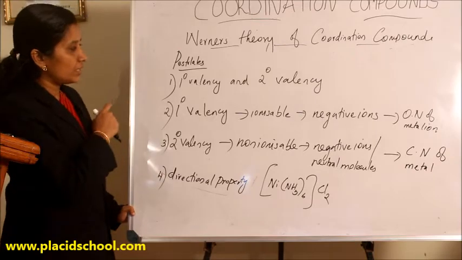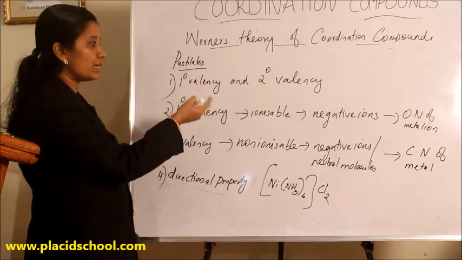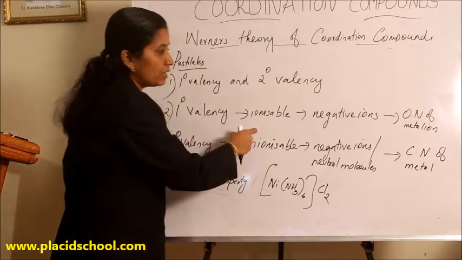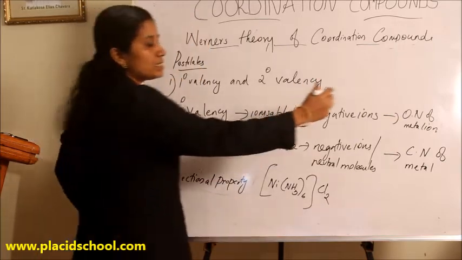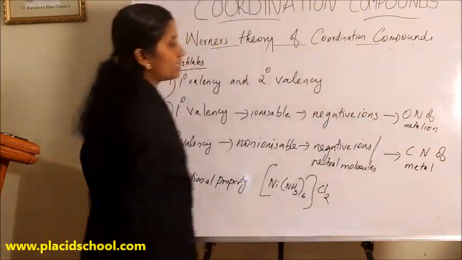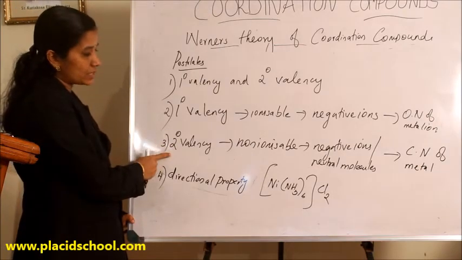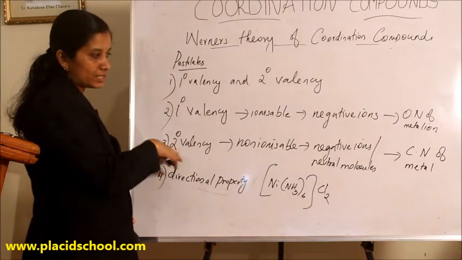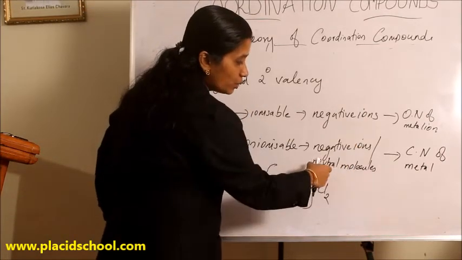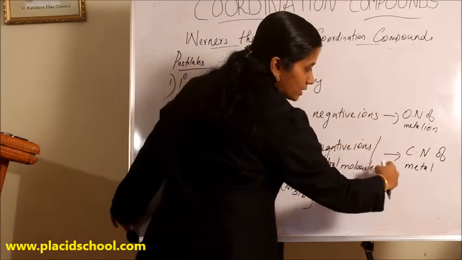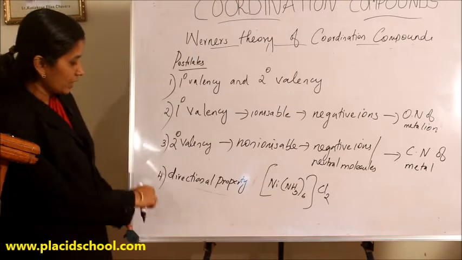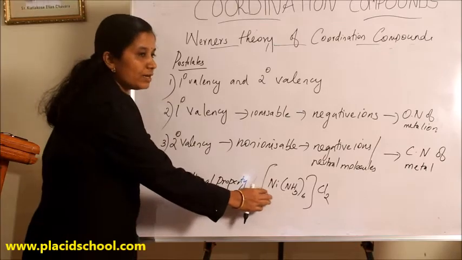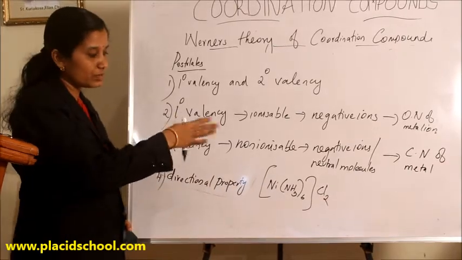First one, in a coordination compound the metal atom or ion exhibits two types of valency: primary valency and secondary valency. Second, primary valency is ionizable and is satisfied by negative ions; in modern terminology, it refers to the oxidation number of the metal ion. Third, secondary valency is non-ionizable. Here we can see the species inside the coordination sphere, satisfied by negative ions or neutral molecules, and in modern terminology it refers to the coordination number of the metal atom. Fourth is about the spatial arrangement of these species around the central metal atom, so that we get a definite geometry for the molecule.